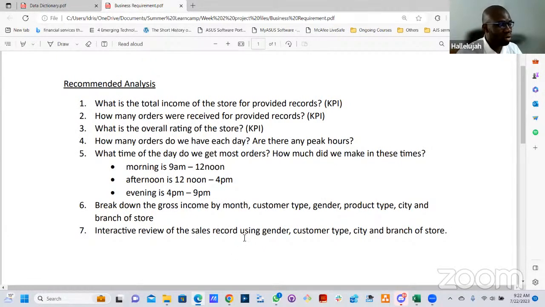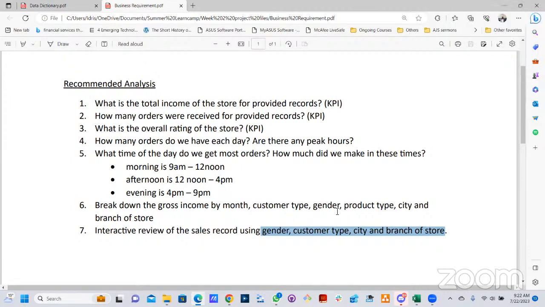And for the interaction, I only want gender, customer type, city, and branch. These are the only 4 things that I want you to base the interaction on. You know what makes it interactive, right? I will not mention them. So if I'm interested in seeing how much we have made from the male gender, I can click on it and see how much we have made. You know that thing, right? So that's your project.